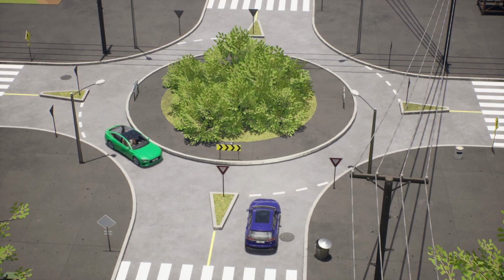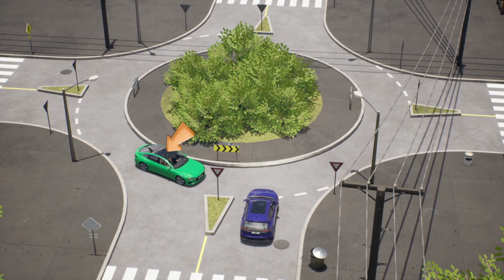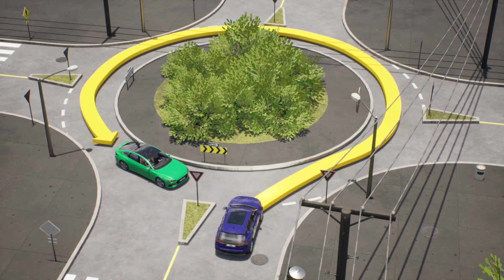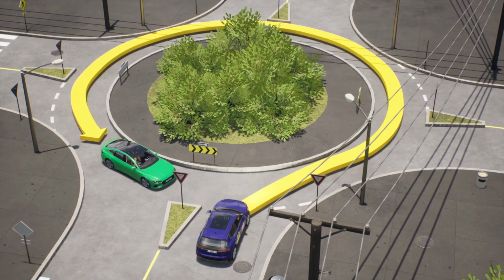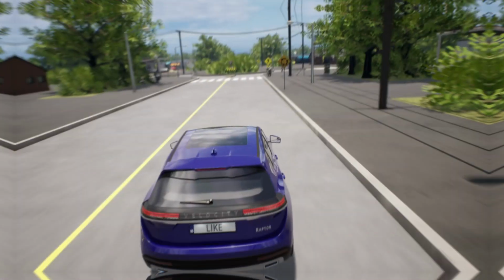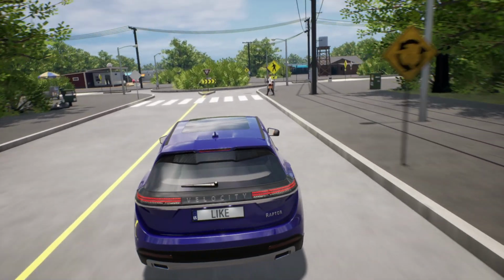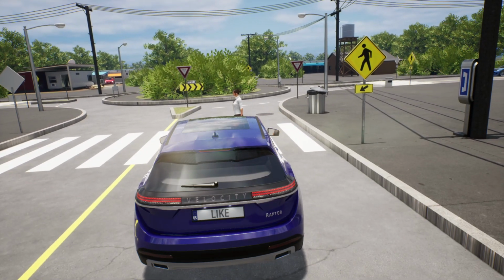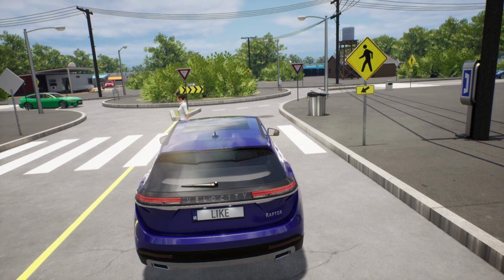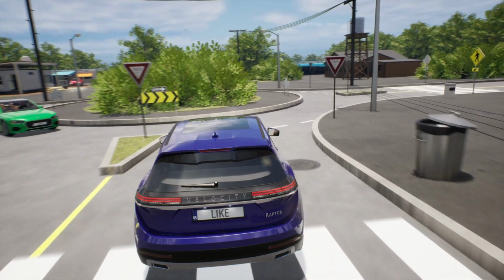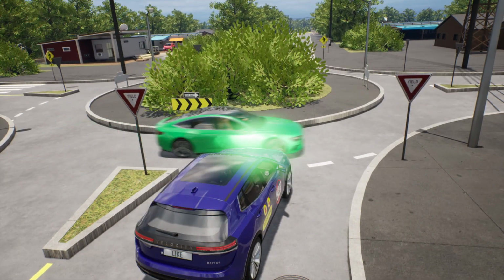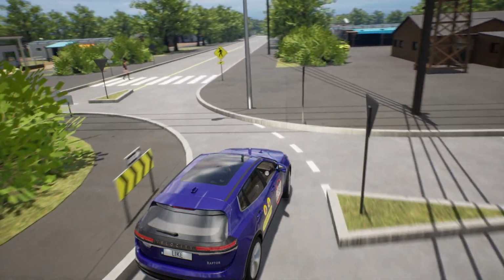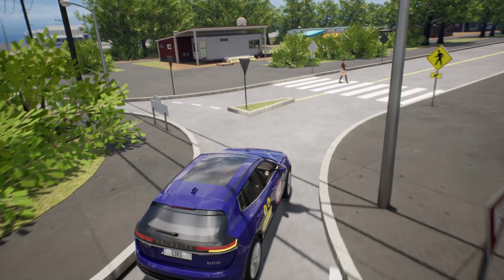When entering a roundabout, yield to all lanes of traffic on the inside. Maintain your speed and travel in a counterclockwise direction. Stay in your designated lane. In a single-lane roundabout, enter when the way is clear. And signal right when exiting.